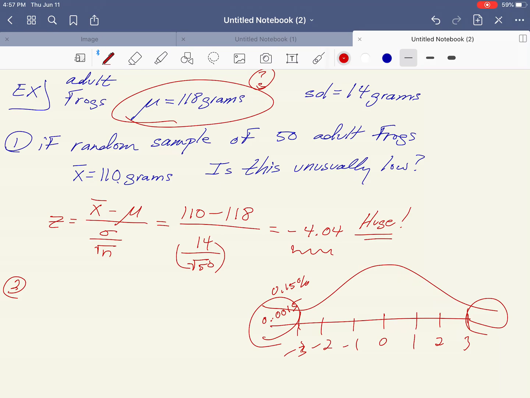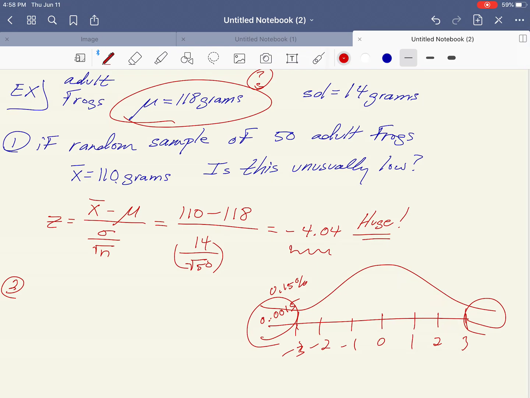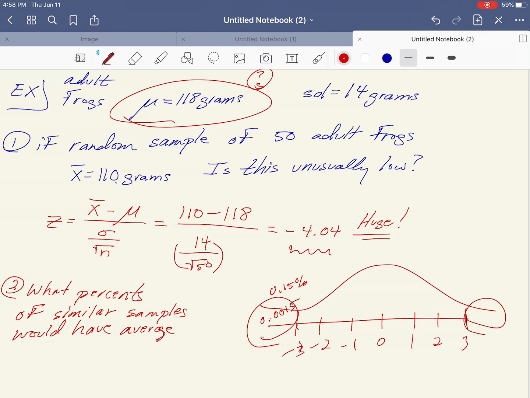So for the second question, what percent of similar samples would have average weights less than 112? So similar meaning random. And since we are not hypothesis testing yet, we have not officially thrown out the 118, so we will assume it to still be the truth. We'll have average weights less than 112.